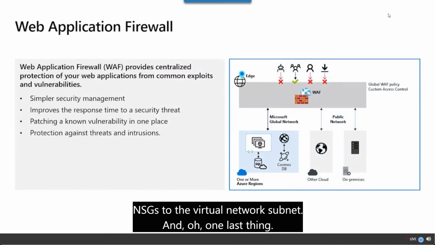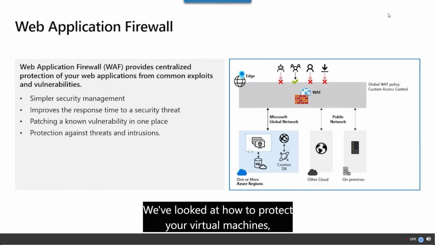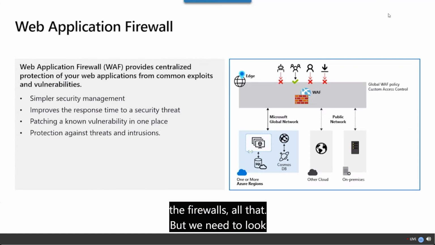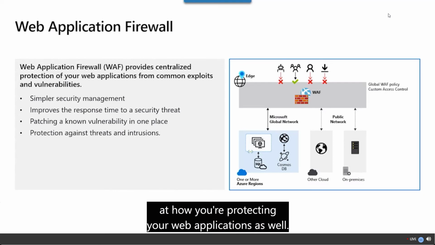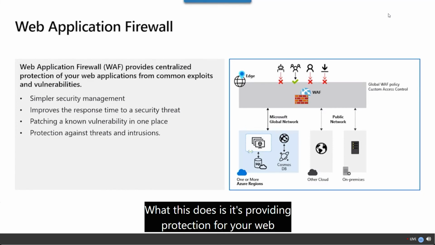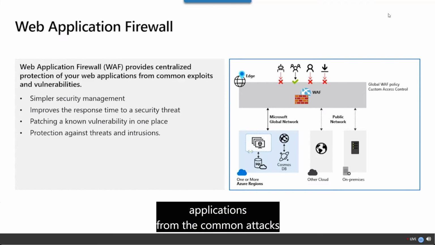And one last thing. We've looked at how to protect your virtual machines, your networks, and your data using the NSGs, the firewalls, all that. But we need to look at how you're protecting your web applications as well. And that's where the web application firewall comes in. What this does is it's providing protection for your web applications from the common attacks. And it's also protecting you against different threats.